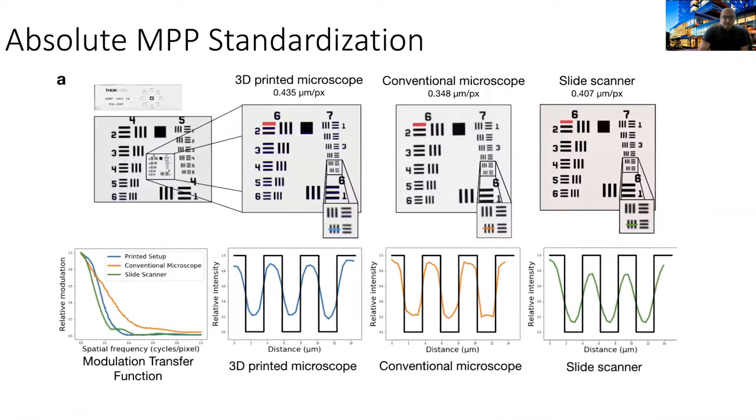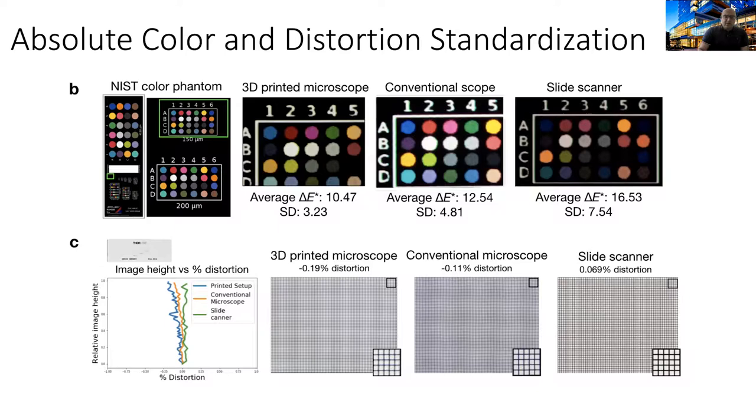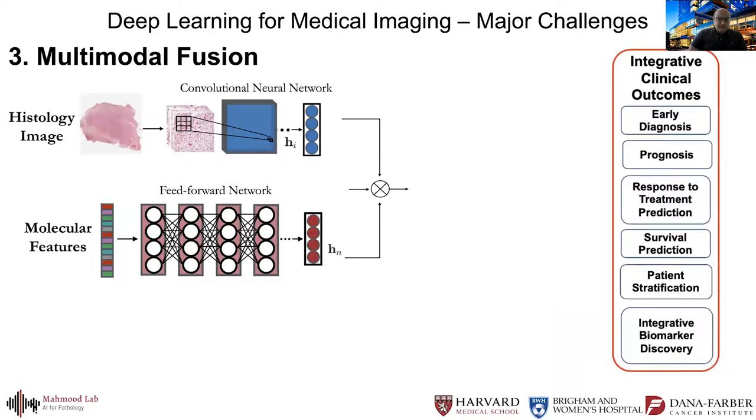Another approach that we just started exploring is by using phantoms. So standard optical phantoms have been used in optics for a very long time. This is the US Air Force phantom, and you can capture the absolute micron per pixel resolution using this and standardize it across your training and test cohorts. You can also use absolute color and distortion phantoms. This is a nice phantom that was made available by the National Institute of Standards in the US. This is specifically for computational pathology, where you can standardize your train and test models based off of these phantoms. The last thing I'll talk about is multimodal fusion.